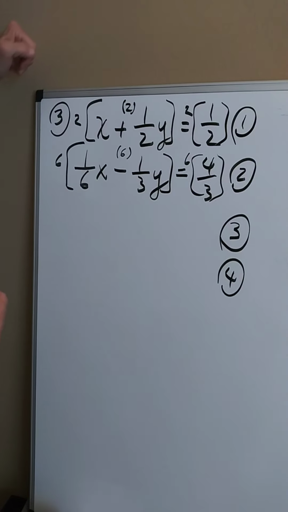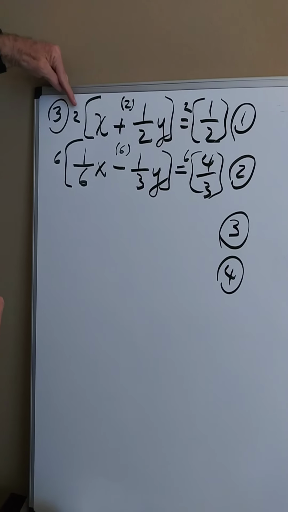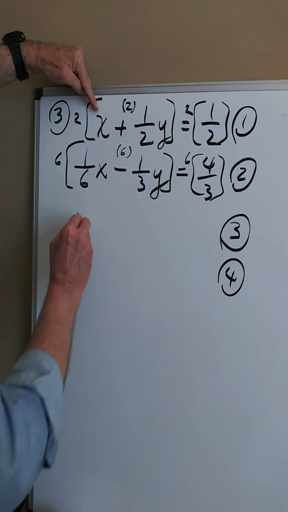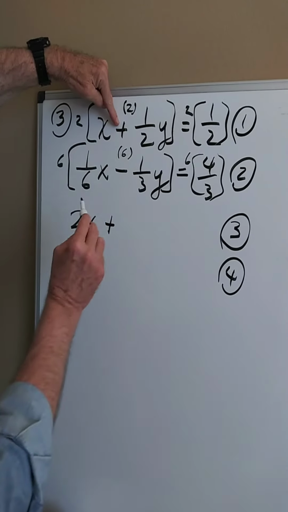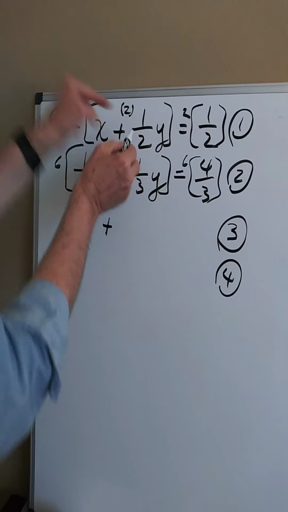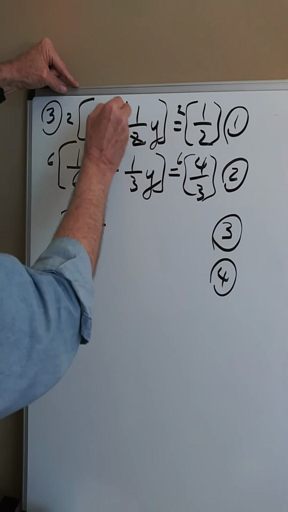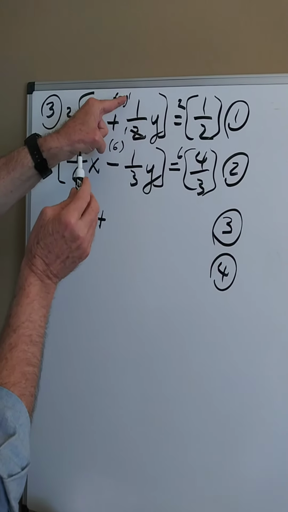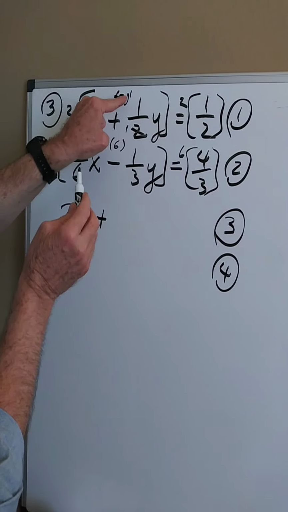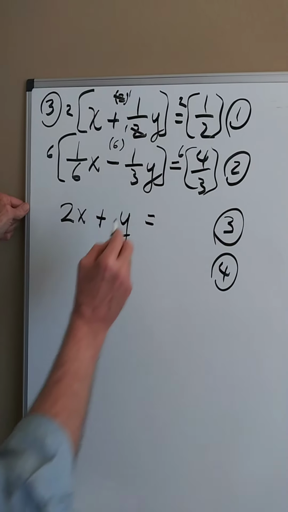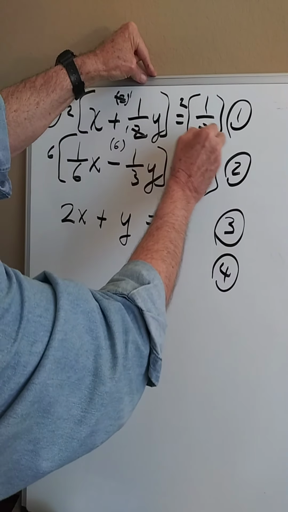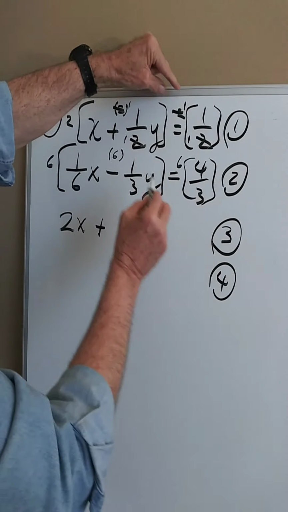All right, let's go. Go back to number 1. Let's distribute. 2 times x, plus. Cross cancel, folks. 1, 1. 1y. 1 times 1y. 1y is equal to, cancel, 1.